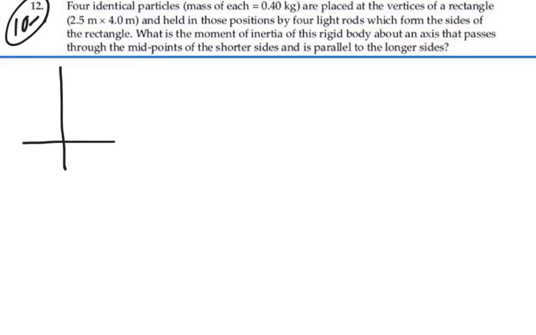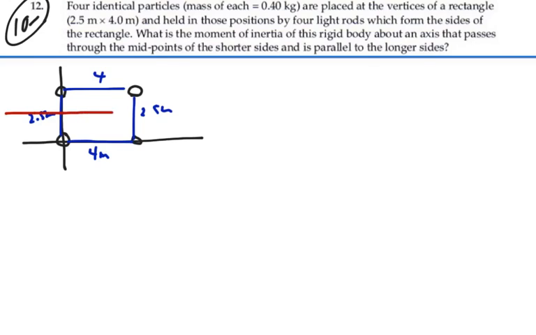Alright, let's imagine what we have here. We got four identical masses at the ends of a rectangle. One side is 4 meters long, and the other side is 2.5 meters long. And then we're going to have an axis that goes through the midpoint of the shorter side. So this will be our axis, this red line here. And this thing will tend to rotate then around that axis, something like this.